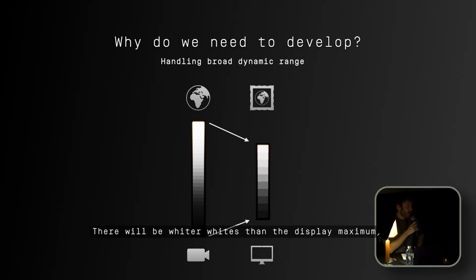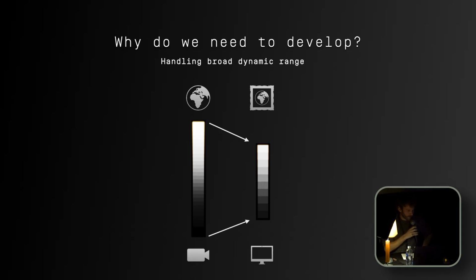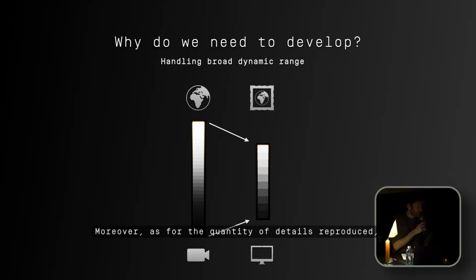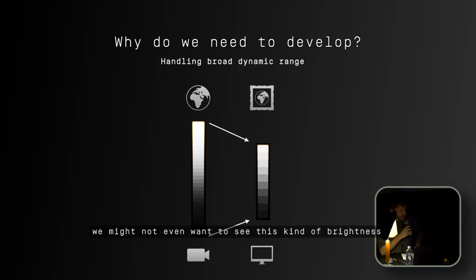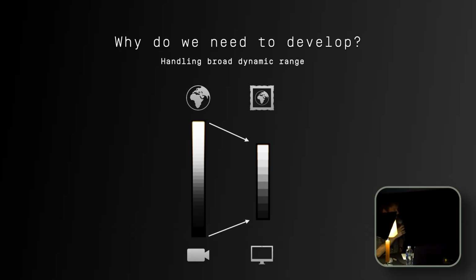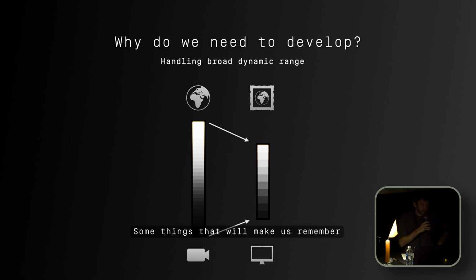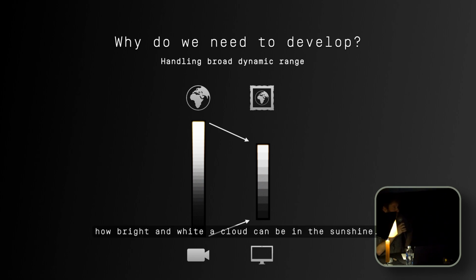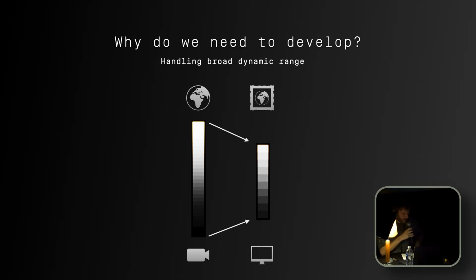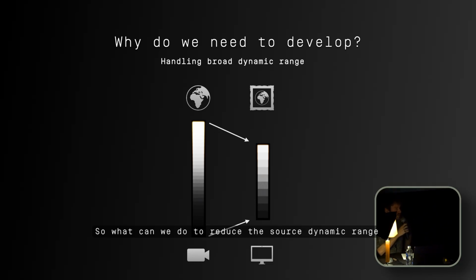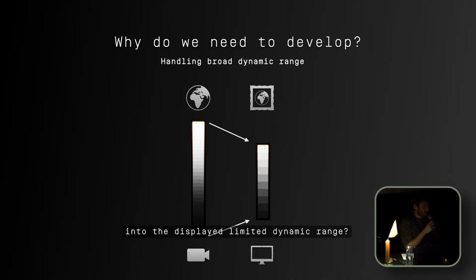There will be whiter whites than the display maximum white and darker blacks than the display black. Moreover, as for the quantity of details reproduced, we might not even want to see this kind of brightness or this kind of darkness on the movie screen. We only need to see an interpreted representation of what the scene was. Something that will make us remember how bright and white a cloud can be in the sunshine. So, what can we do to reduce the source dynamic range into the displayed limited dynamic range?